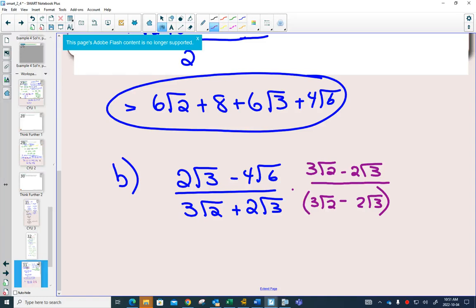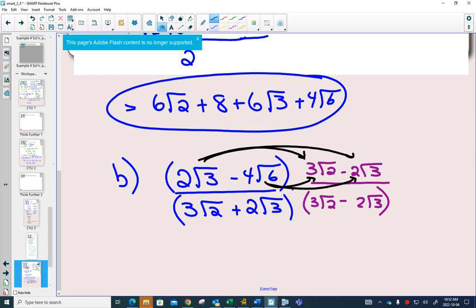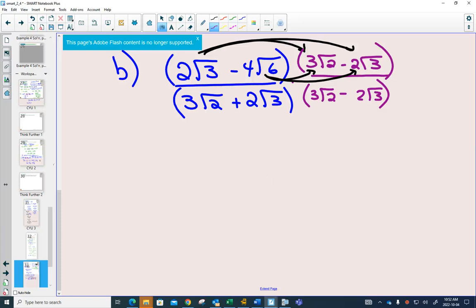So I'm going to add brackets here. Are you okay this time that I'm only going to draw the arrows on the top, and I'm going to do the shortcut on the bottom? So on the top, 2 root 3 times 3 root 2. Multiply the numbers in front. 2 times 3, 6.